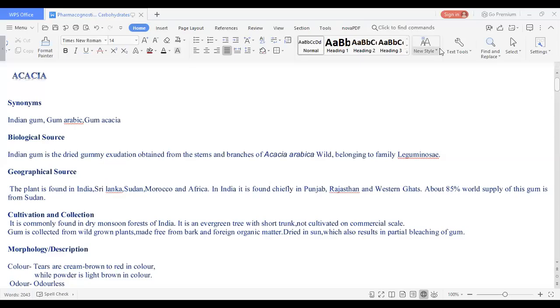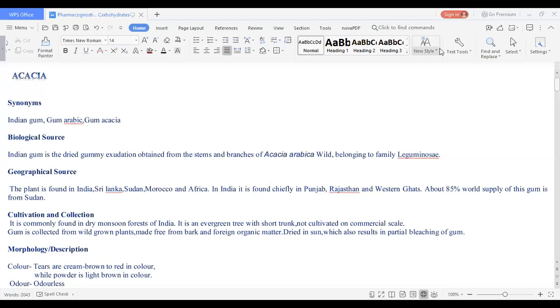Hello everybody. Today we'll be discussing the primary metabolites belonging to the class of carbohydrates. The examples as per the PCI syllabus are Acacia, Tragacanth, Agar and honey. So let's have a look at the first carbohydrate, that is Acacia.